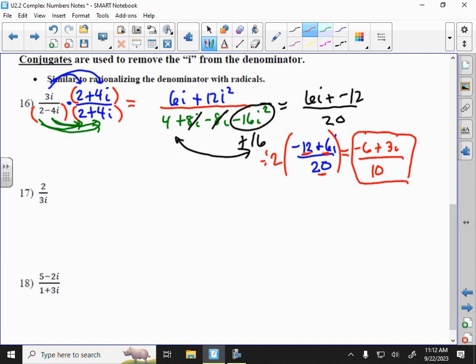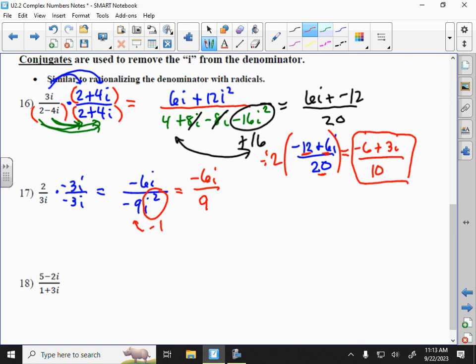All right, let's do 17. 2 over 3i. So we're going to multiply top and bottom by the conjugate, which is negative 3i. Multiplying across, 2 times negative 3i is negative 6i. Multiplying the bottoms, 3i times negative 3i is minus 9i squared. Okay, i squared on the bottom is negative 1. Again, that's negative 1 times negative 9, which is positive 9. And then negative 6i on top.